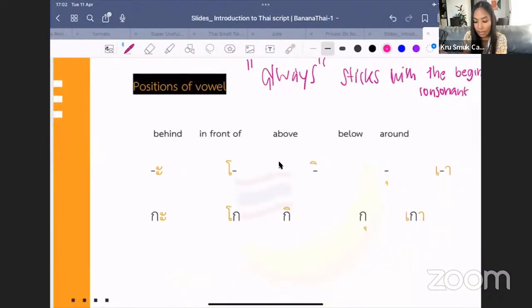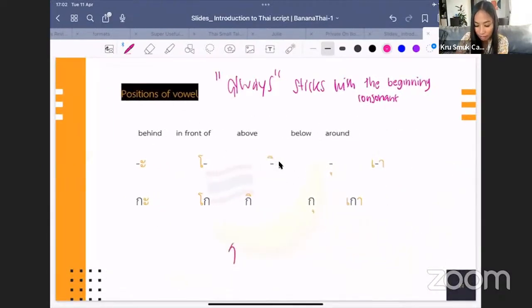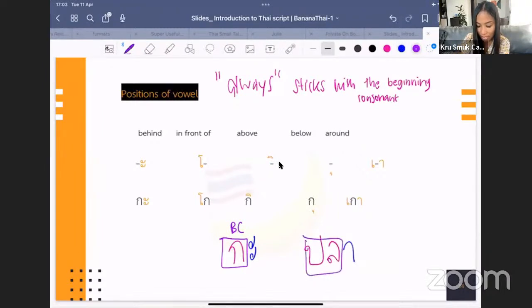For example, here, sara a, right? It always sticks with the beginning consonant. Or if the word is even longer, for example, a word that has a cluster, it sticks with the second one of the cluster. See, it sticks. And vowels also attach in different positions.